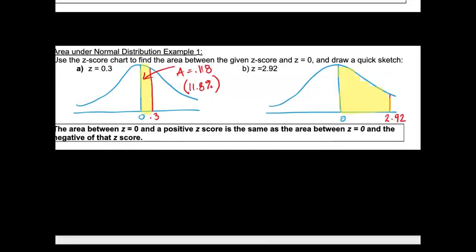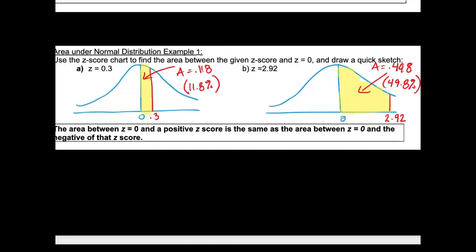So I'm going to go back to the problem and write in my area of 0.498. And this has a percent of 49.8%, which makes sense because it looks like almost the entire right half, which is 50%. So it's very close to that entire right-hand side.